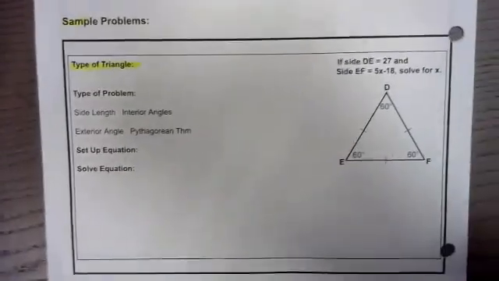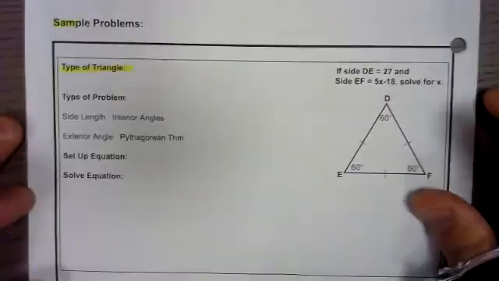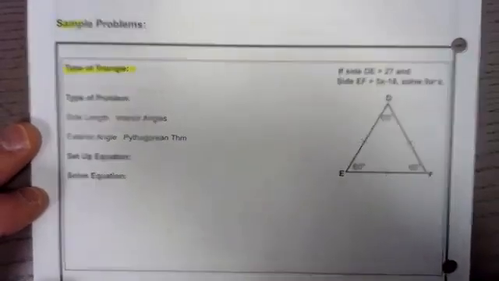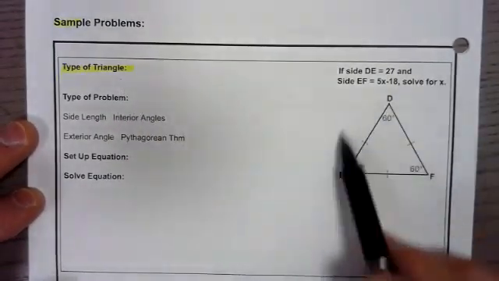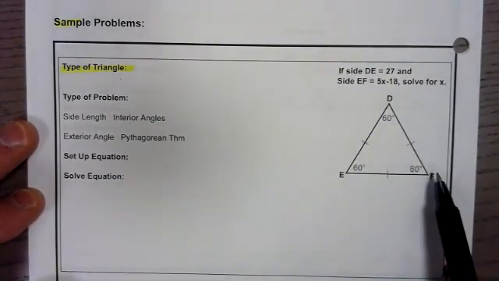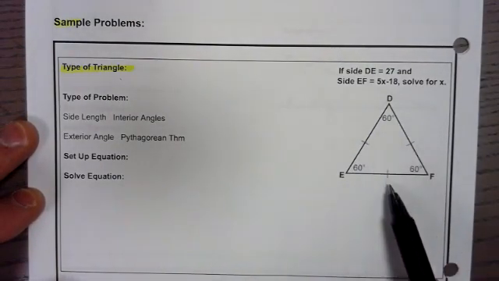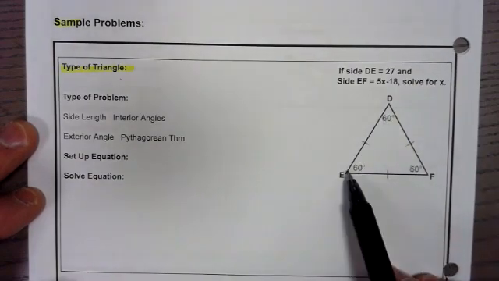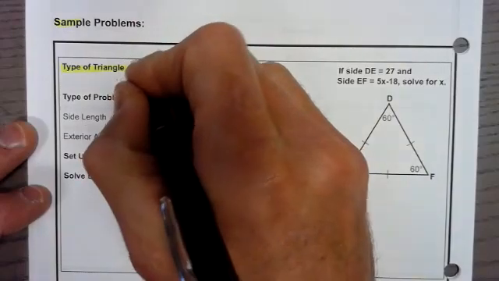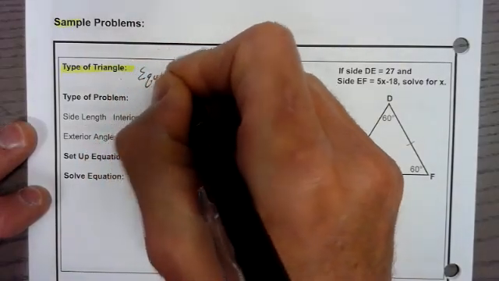Let's go ahead and jump down and work on problem number 1. Now, for this one, the first thing we're going to do is answer the question, what type of triangle is this? Look at this triangle, and we see that we have 3 congruency tick marks on all 3 sides of the triangle, and we have 60-degree angles. That tells me that this is an equilateral triangle.